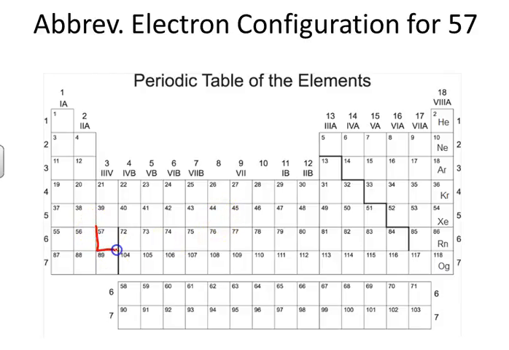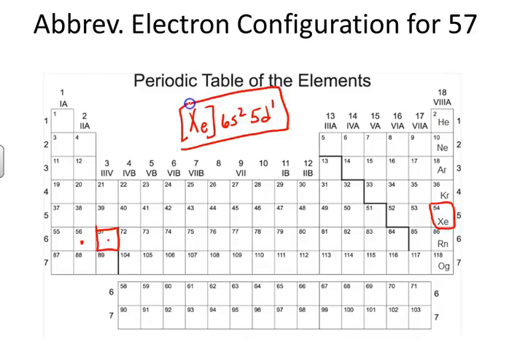Element number 57, we can take care of the first set of electrons by going up one period and over to our noble gas. That would be xenon. So we start out with xenon. Then 6s2, 6 minus 1, 5d1. And that's the final configuration. You're cutting off all that redundancy at the beginning of writing the same things over and over again.